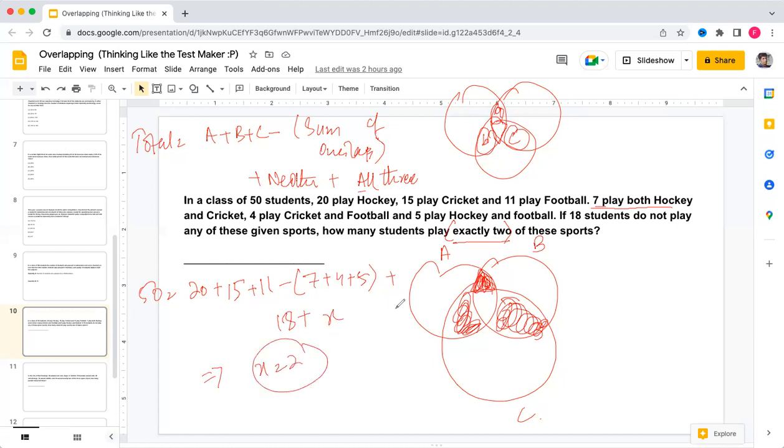And the question asks what are exactly 2, right? So I need to subtract this x from each of the overlaps. So the required answer is equal to, first overlap is 7, 7 minus x plus 4 minus x plus 5 minus x, which is equal to 16 minus 3x, which is 16 minus 6, equal to 10.